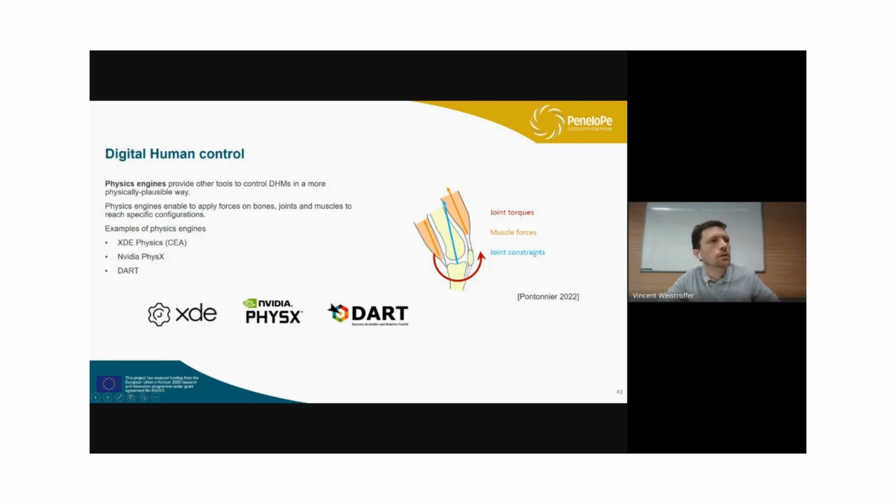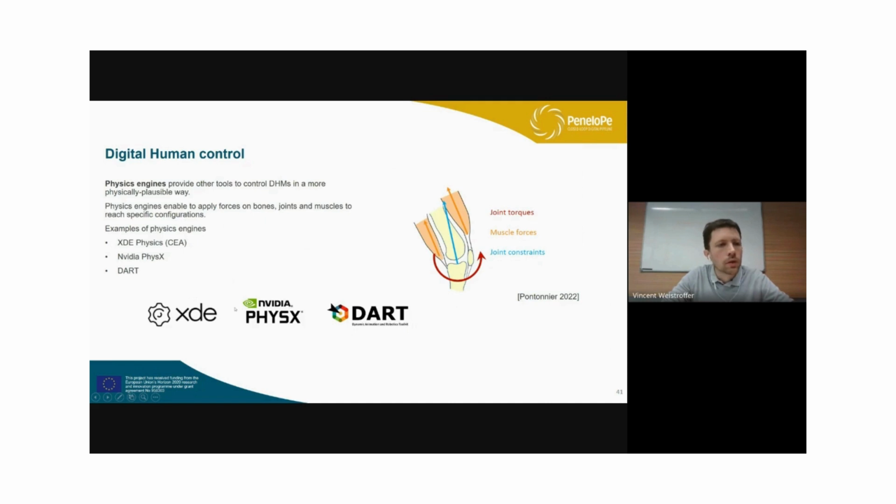I like this schema here, in which you see really the distinction between joint torques that will move the bones relative to each other, and muscle forces. These are two different motor controls possible to move the bones. Either you move the joint, or you apply forces on the muscles.